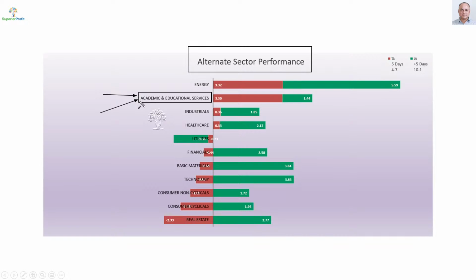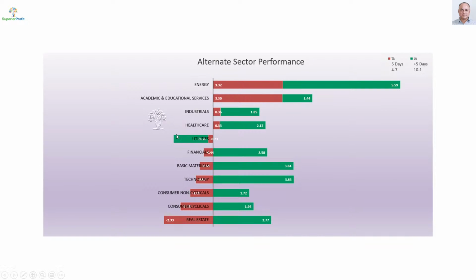Visually you can see academic and education services sector is the second best performer this week, and last week also it was up. Now energy is of course the best performer in alternative sectors also. However, energy has been up for a while. It's not a turnaround candidate anymore as a sector. Whereas academic and education services is just turning around. That is why sometimes I look at alternative sector to keep an eye on this particular sector. All the other sectors you may find from the primary sector itself.